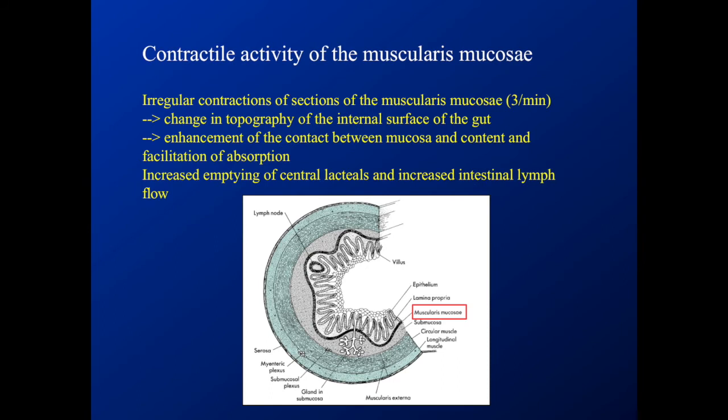So the contractile activity of the muscularis mucosa is something that has quite a high importance in the small intestine. The muscularis mucosa is in the mucosa. It's the basement level, and it's this thin muscular layer that allows folds and ripples to occur in the epithelium. And this changes the topography of the internal surface of the gut to ensure maximum exposure of the epithelial layer to the foodstuffs that are going through.